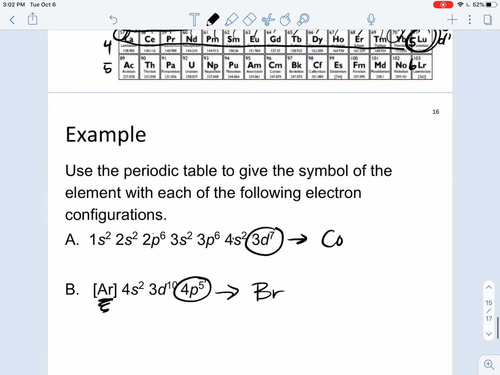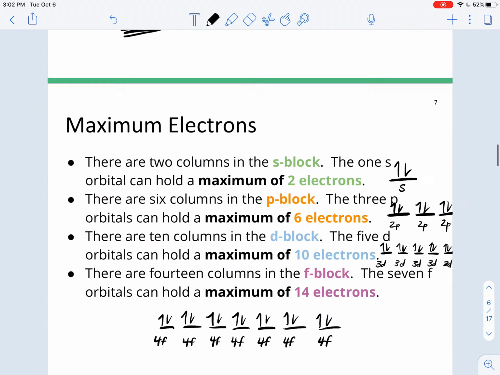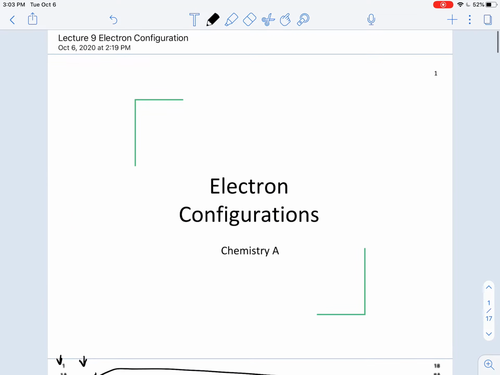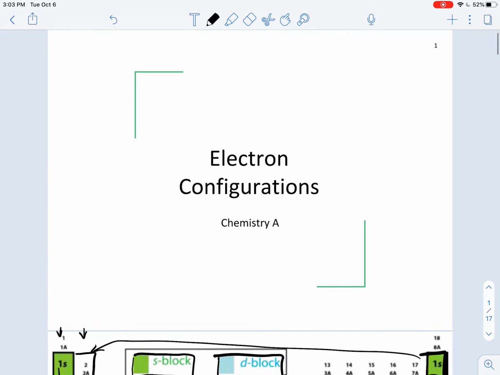That is it. Hopefully that helped you understand quantum numbers a little bit better.